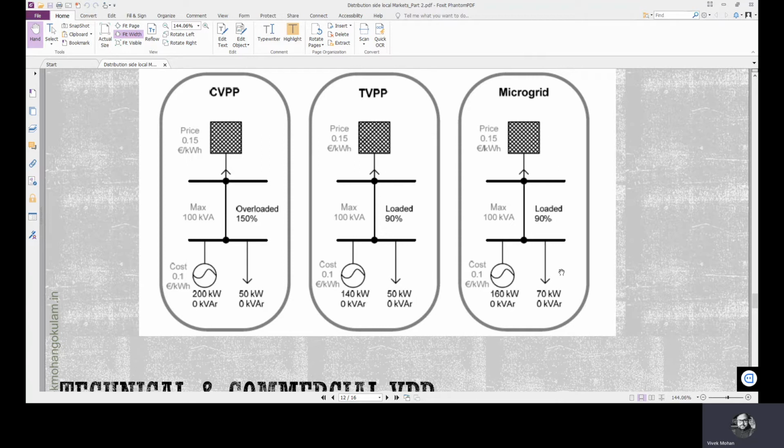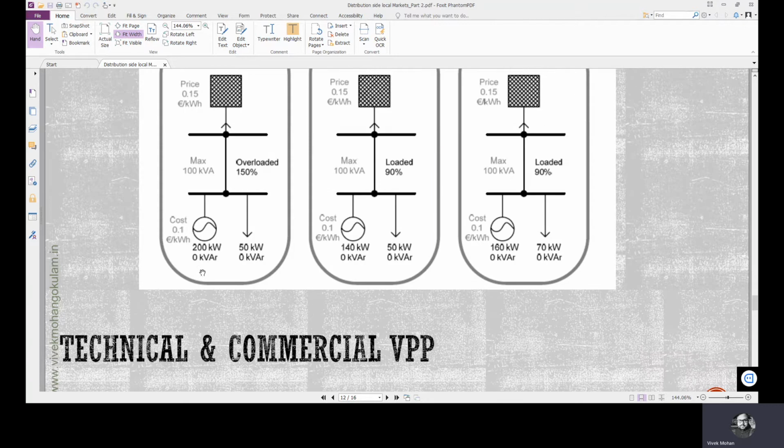But in the case of microgrid, the generation is now increased from 140 to 160. The load is also changed from 50 to 70. Suppose you have a battery, an energy storage here, and you are able to extract more power from the local node, that is the local generator connected node. In this case, again 90% loading only, but load is touched here. So the consumer has more flexibility in case of microgrid. Here that is not there. So that is what is technical and commercial virtual power plants.